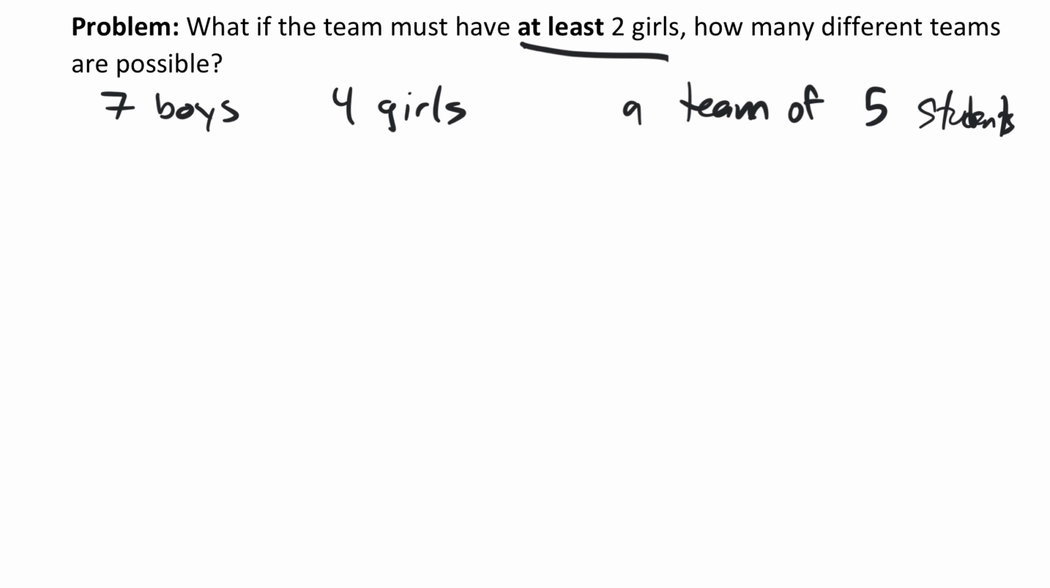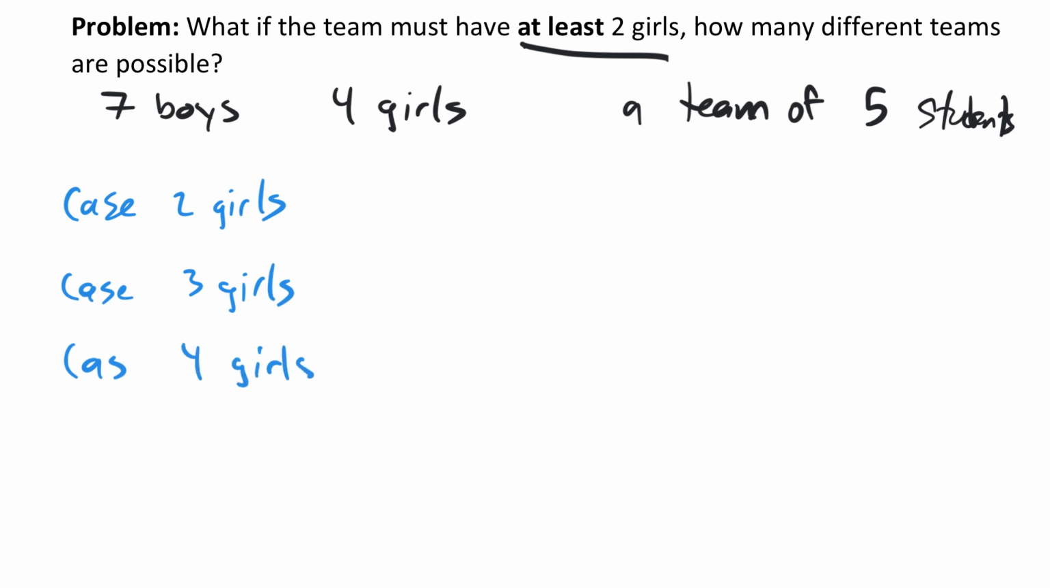So pause the video and see if you can give this a try. All right, assuming you gave it a try here, to have at least 2 girls means we have multiple cases. So we can have either the case with 2 girls, the case with 3 girls, the case with 4 girls, but we're not going to be able to have 5 girls on the team. Even though there's room for 5 students, we only have a maximum of 4 girls in the class. So the most we could have on a team is the case with 4 girls.